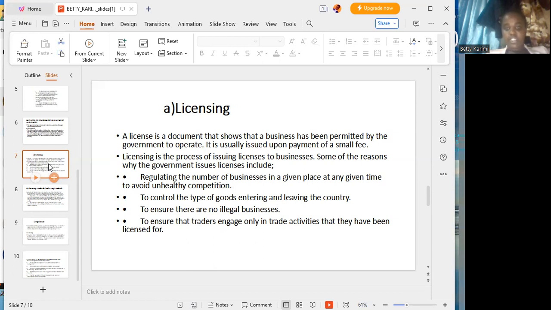To control the type of goods entering and leaving the country. This is because when you want to start a business of exporting and importing, you need a license, and therefore the goods coming in and going out are monitored so well, so they get to know which type of goods you're importing and exporting to ensure there are no illegal businesses. While getting a license, the government does not allow you to involve yourself in any illegal business. And to ensure that traders engage only in trade activities that they have been licensed for.